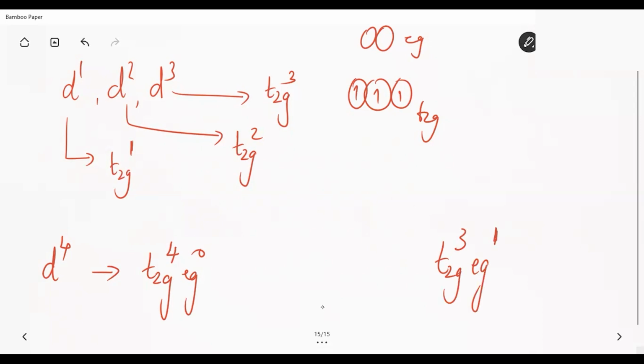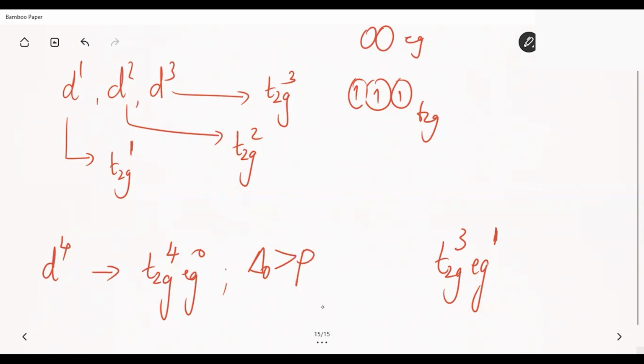And what is happening here? Which case do we have to consider? So here pairing takes place, right? Here d4 becomes t2g4 like this, right? Yes, pairing takes place. Okay, when will it pair? That is what we have to know. Pairing takes place if the crystal field splitting energy, that is delta O, is much greater than the pairing energy.